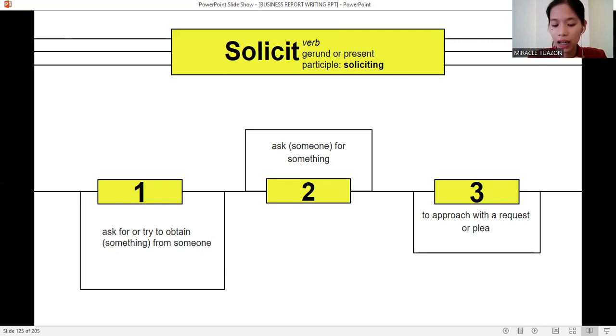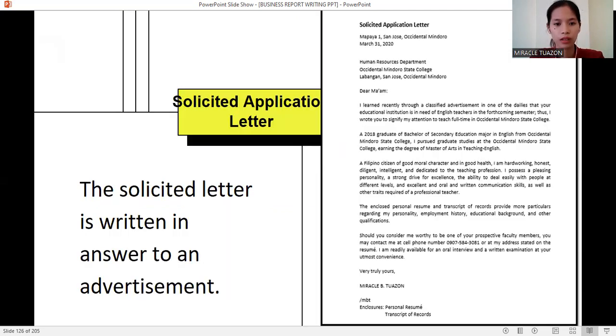Di ba? In a solicited application letter, you are requesting the company to hire you, to give time to interview you, to share your expertise, knowledge, and skills with them. So this is an example of a solicited application letter. Again, it is an answer or a response to an advertisement. You observe the whole letter.